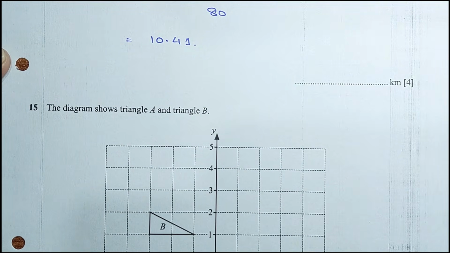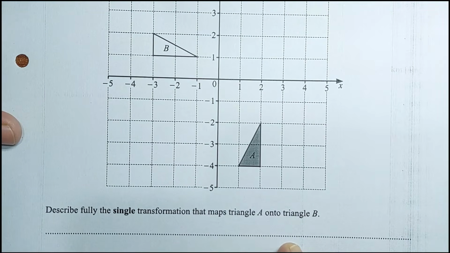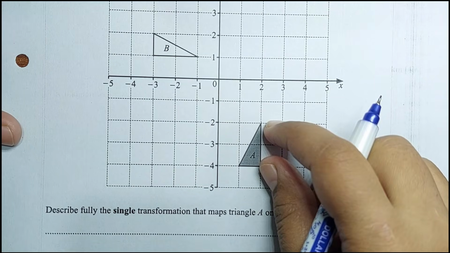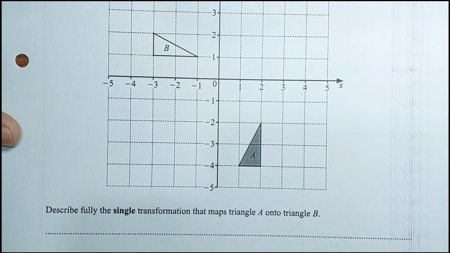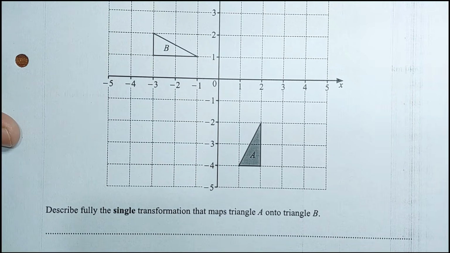Question number 15. The diagram shows triangle A and triangle B. Okay, so we have a triangle A and a triangle B on the diagram. Describe fully the single transformation that maps triangle A onto triangle B. A onto B. This is not a translation. This is neither an enlargement. Let's see, not a reflection as well. It can be a rotation, right? So the rotation, both are in the opposite quadrant. So the rotation is 90 degrees.